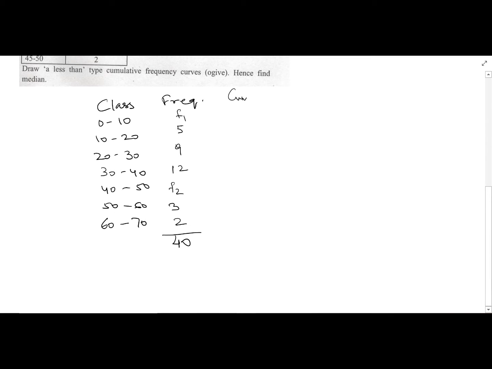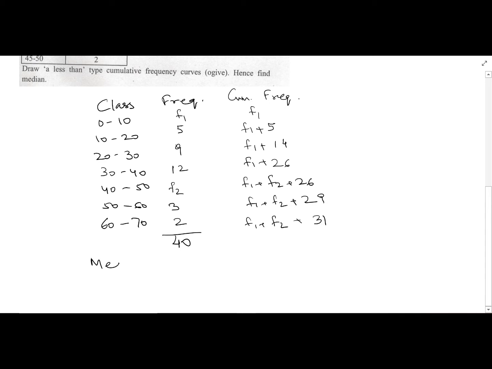So let's take the cumulative frequencies. This is f1, f1 plus 5, f1 plus 5 plus 9, 14, f1 plus 14 plus 12, 26. Then here f1 plus f2 plus 26, f1 plus f2 plus 26 plus 3, 29, and here f1 plus f2 plus 29 plus 2, 31.